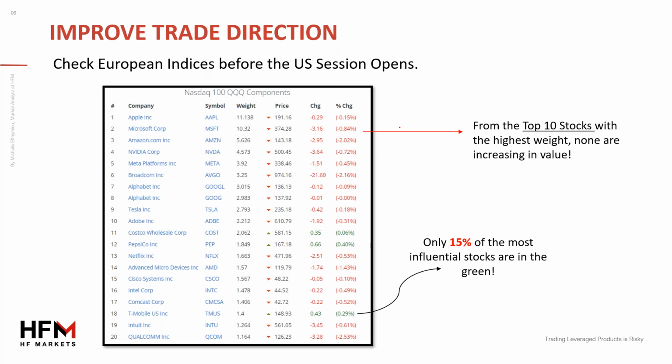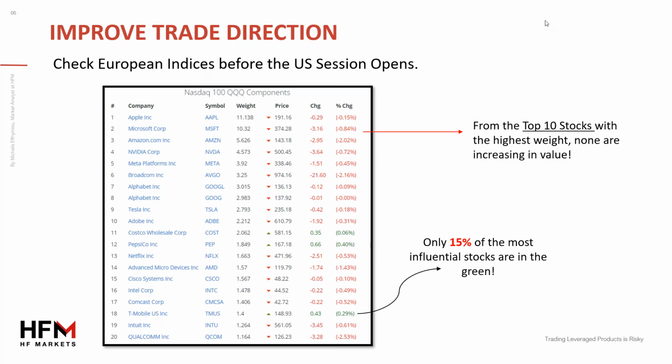This information is available to everybody. You just go to Google and type in NASDAQ components. You can type in S&P 500 components. You can type in Dow Jones components. Now, why is this important? Because all these indices are what is known as a weighted index.